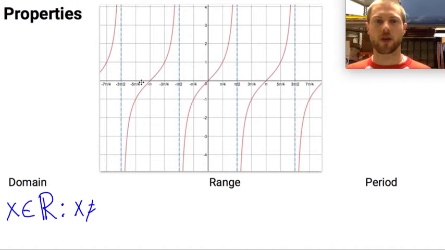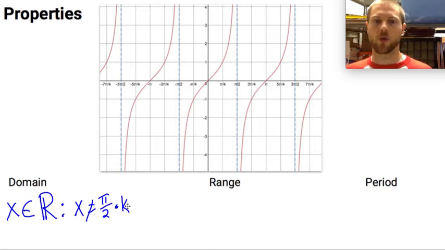Now I need some sort of way to describe all of these asymptotes. I can't list them out, right? I could be here forever. So I'm going to say x cannot equal pi over 2 times k. Now let me break down what that means. I'm not finished yet, but what I'm saying is that every time I see a pi over 2, or some sort of pi over 2, I have an asymptote. Now this isn't going to be every pi over 2, because technically pi is 2 pi over 2.